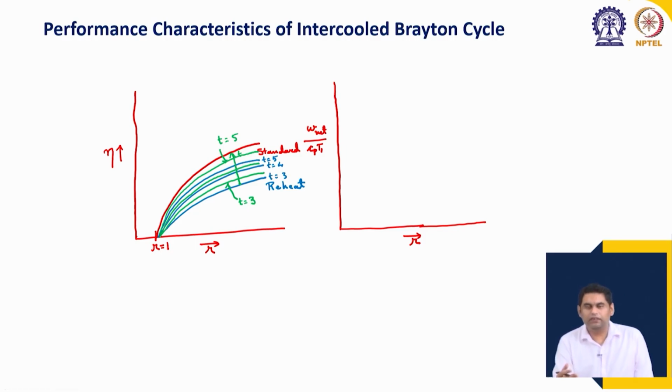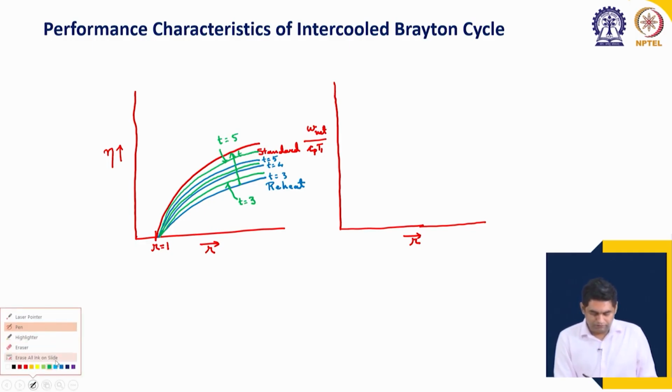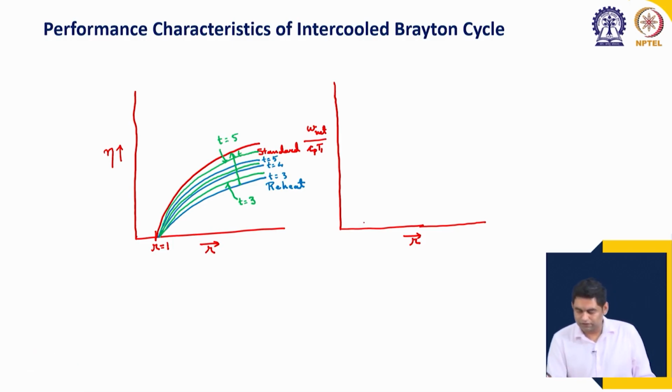So, we see that in terms of efficiency there is a drawback of this cycle, but that we expected, because our main purpose was to increase the work output. So, in terms of work output, if the standard Brayton cycle work output is like this, again I will use red color for the standard. We will use some standard colors.